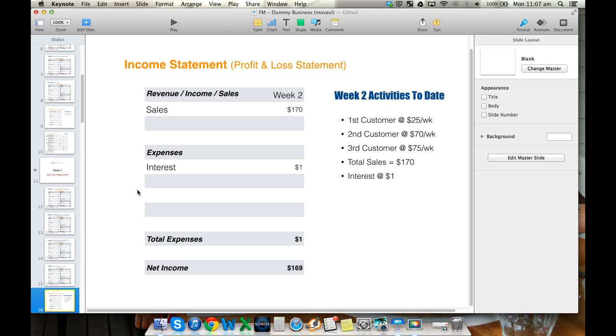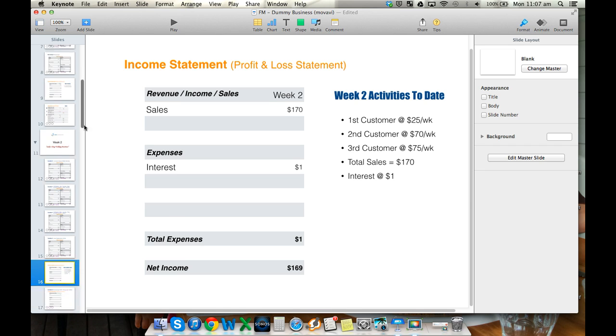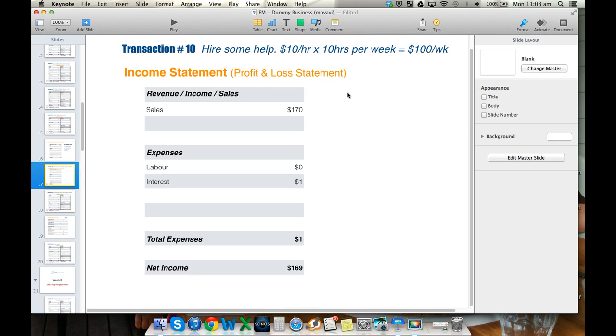Let's take a look at transaction number 10. We're going to do this one once again on the income statement. Now we're going to hire some help. We're starting to get busy and we're going to hire our sister to give us a hand to walk these dogs. So we're going to agree to pay her $10 an hour. We're going to hire her for 10 hours per week, which equals $100. So have a go now at entering this expense on the income statement. And pause your video.